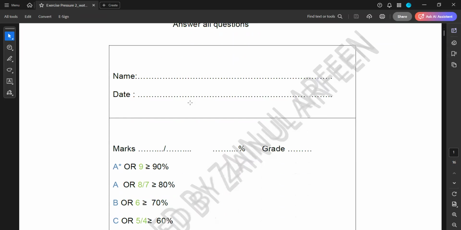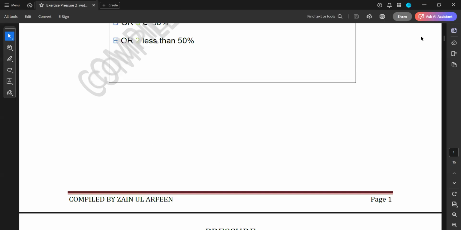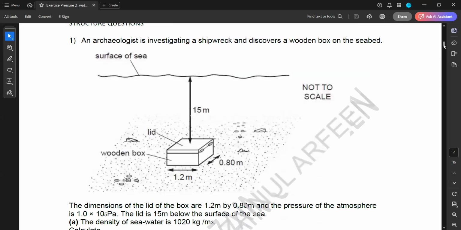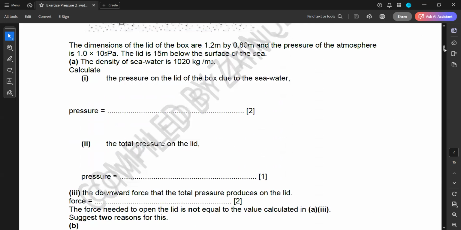So, exercise related to pressure. If you have a question or a doubt, you can ask your doubts. Question number 1, part A1, A2, A3, B.